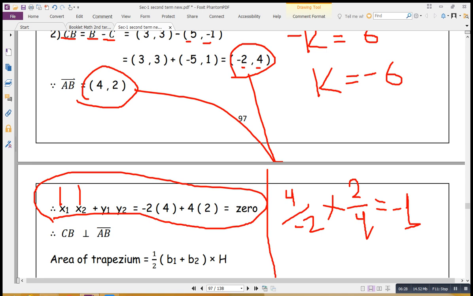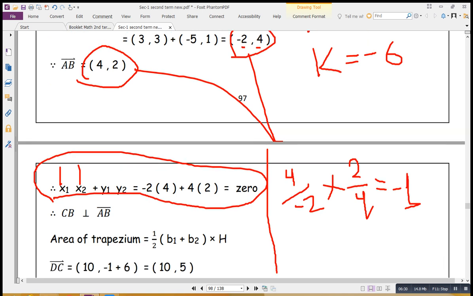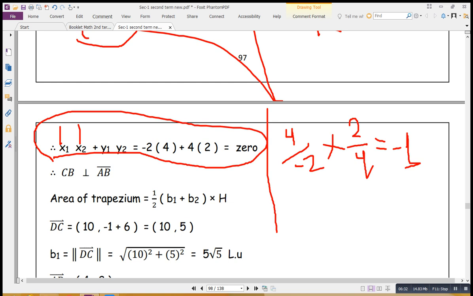Now the area of the trapezium. How can we get the area of the trapezium? Because CB is perpendicular to AB.